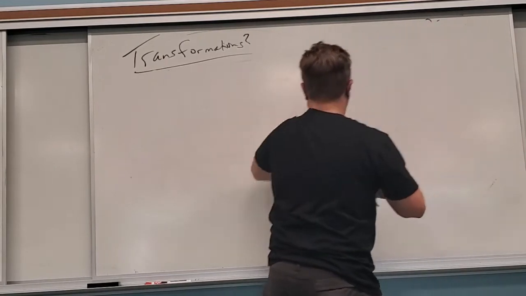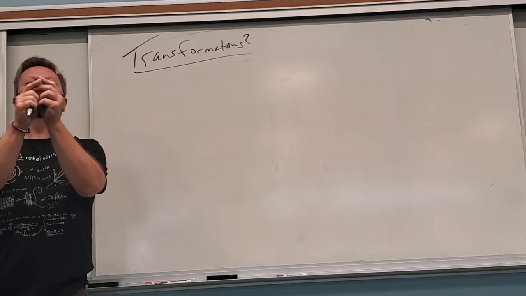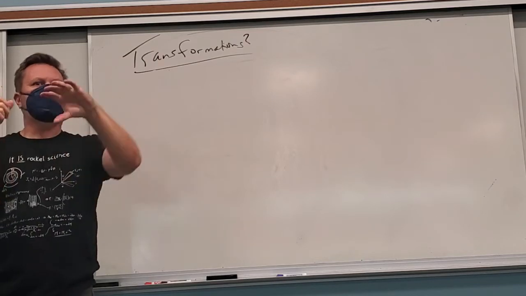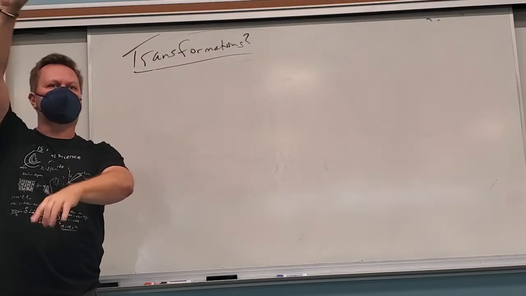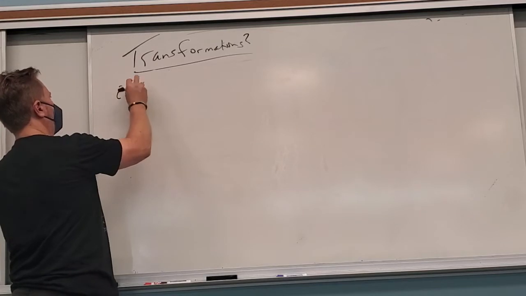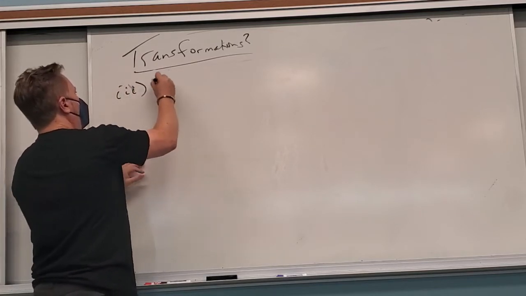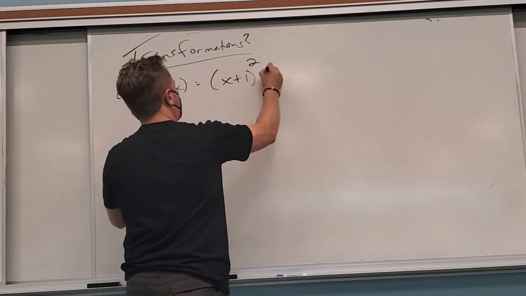Let's try this real quick before I introduce a different kind of transformation. So we got, in with the x, plus or minus, shift it left or right. Outside of the x, plus or minus, move it up or down. That's what we have so far, right? So what if I had f of x equals (x plus 1) squared minus 2?